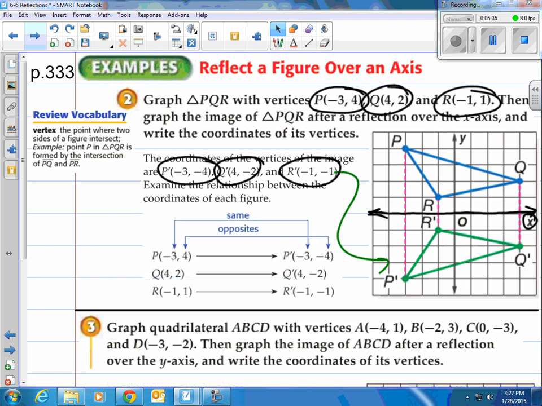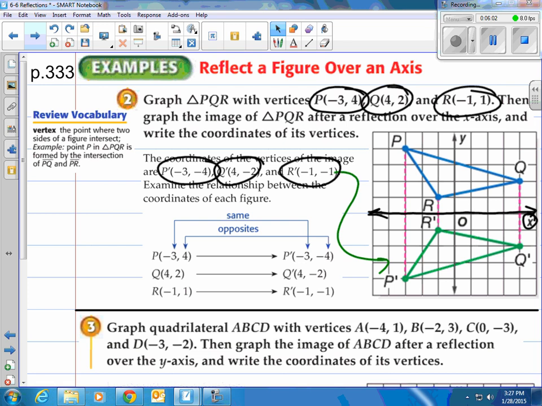Notice when we reflect over the x-axis, this is what happens. You can see the first numbers, or the x values, they stay the same. So for P, we have -3, and in P prime, we have -3. But then when we get to the y value, y coordinate, those are opposites. And this is what happens when you reflect over the x-axis. The first numbers stay the same. The second numbers actually change to their opposites.